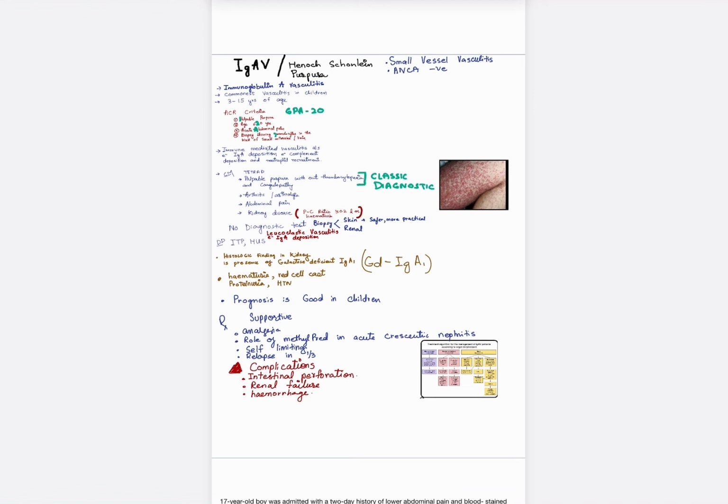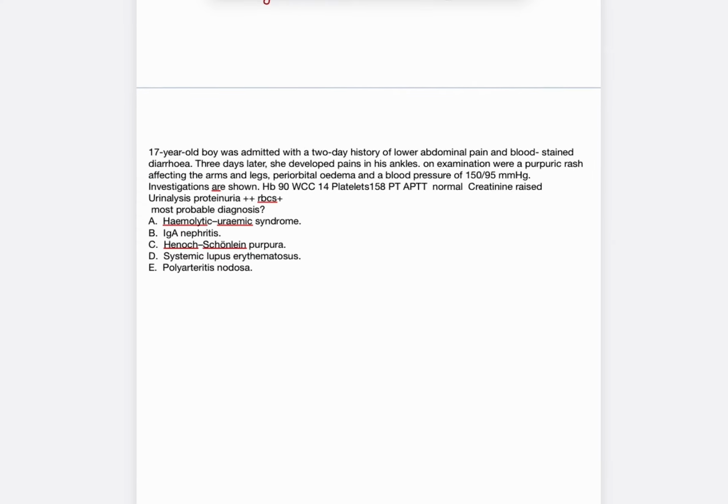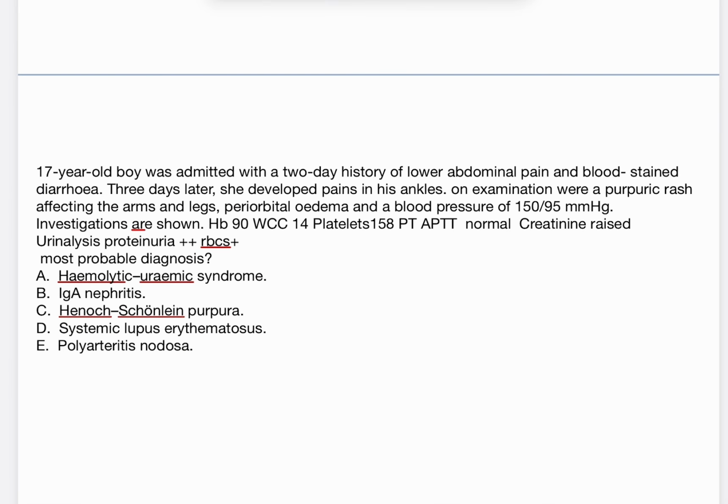So this is all about Henoch-Schonlein Purpura. We'll end this important topic with one MCQ. So the questions can come in exam like this. For example, they are asking what is the most probable diagnosis here. We have to diagnose according to the scenario.